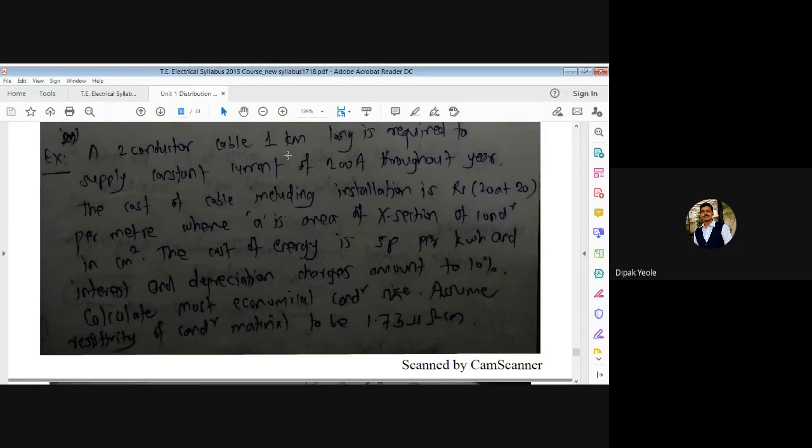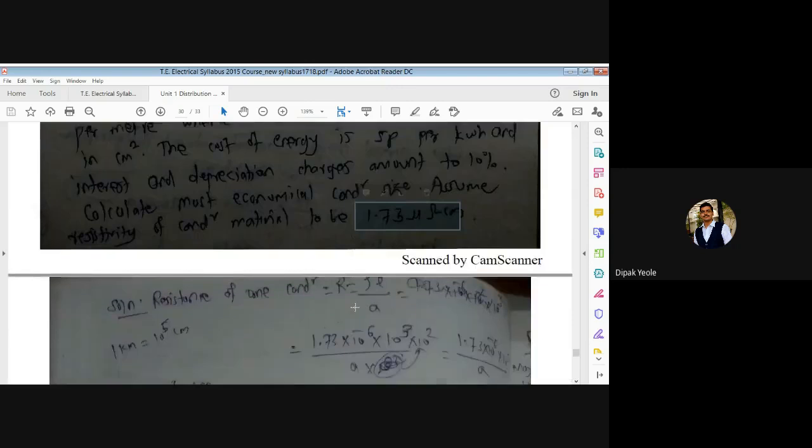A 2-conductor cable 1 kilometer long is required to supply the constant current of 200 ampere throughout the year. The cost of cable including the installation is 200A plus 20 per meter. That you have to remember, per meter. Where A is the area of cross section in centimeter square. The cost of energy is 5 paise per kWh. Interest and depreciation charges are 10%. Calculate the most economical size of conductor. Assume the resistivity is 1.73 micro ohm centimeter.